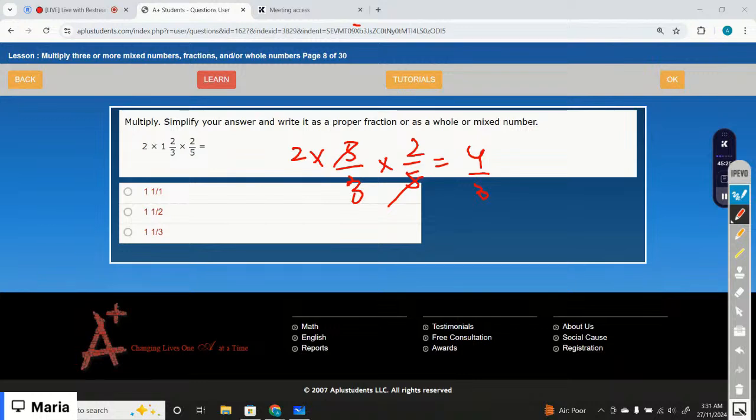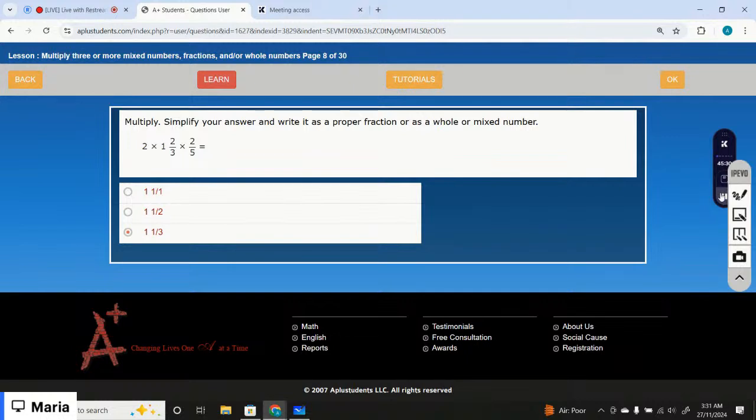The correct option is 1 whole 1 over 3. Option number 3 is the correct option. Okay, you can complete the lesson by yourself later today. Let me just move on to the next lesson.